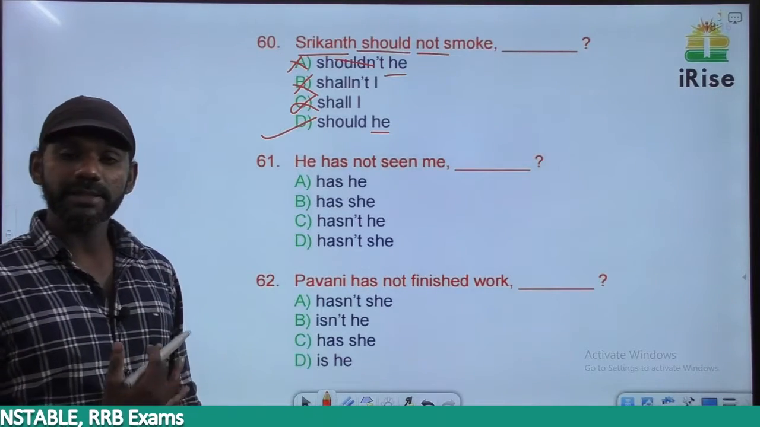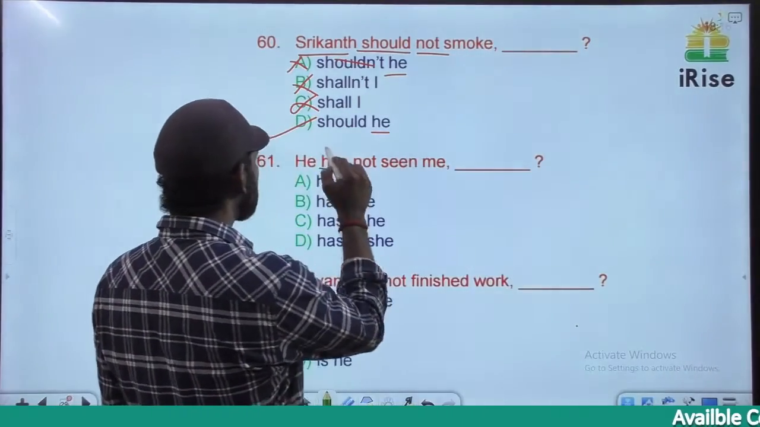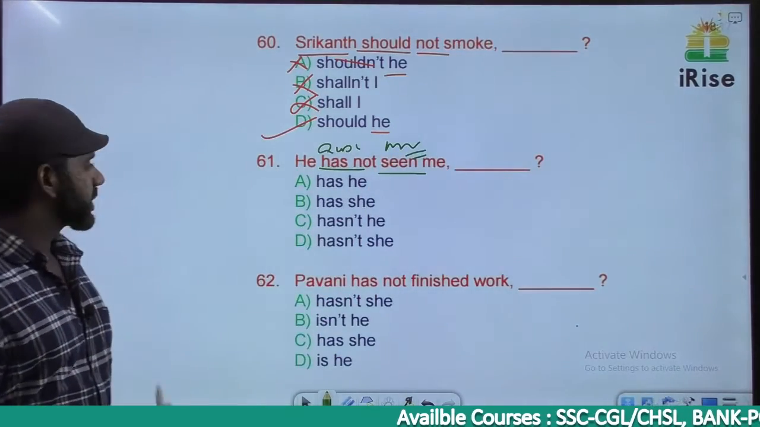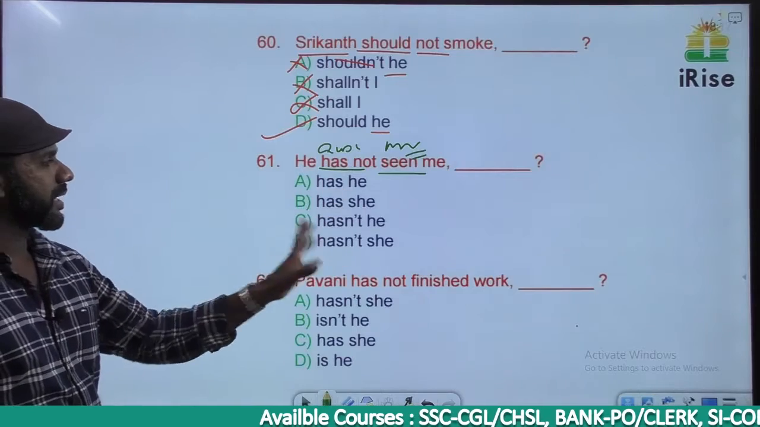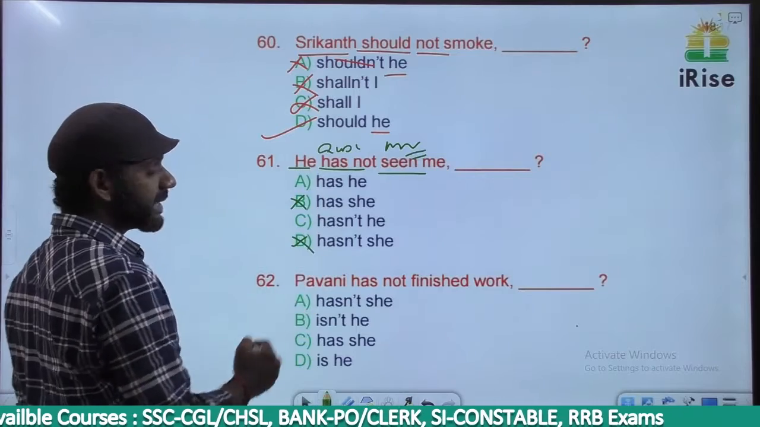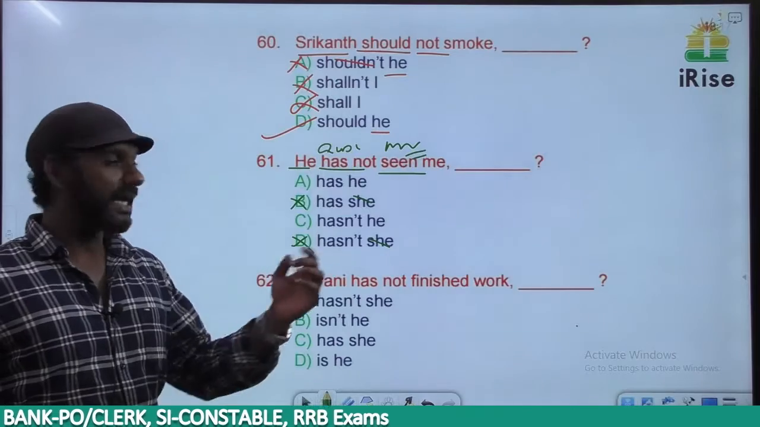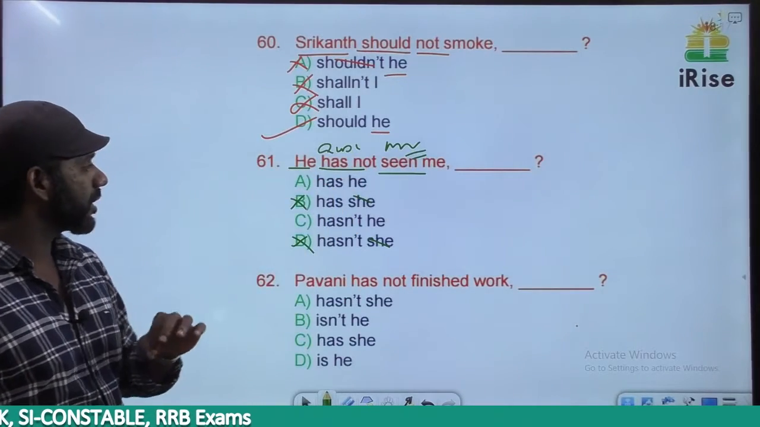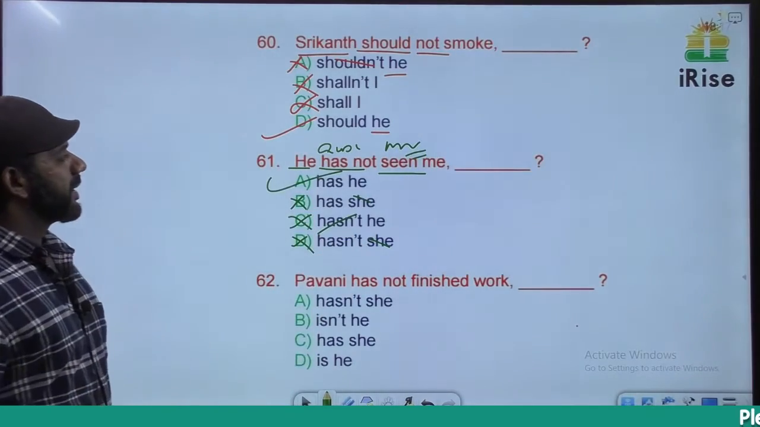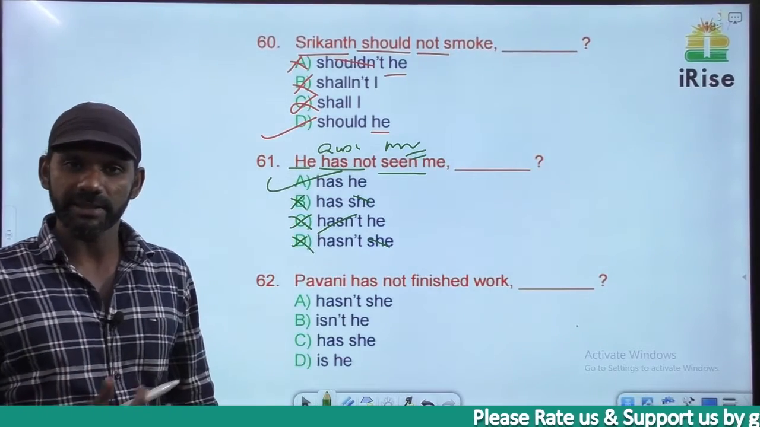He has not seen me. Has is an auxiliary verb here because seen is the main verb, action. So the tag must be framed with has. All the options start with has. The subject here is he. Based on that, B and D are gone, because B and D say she. He has not seen me. We have an N word in the sentence. In the tag there should not be an N word. Based on that, C is eliminated. The answer must be A. Has he? That means has he seen me? That's the meaning.